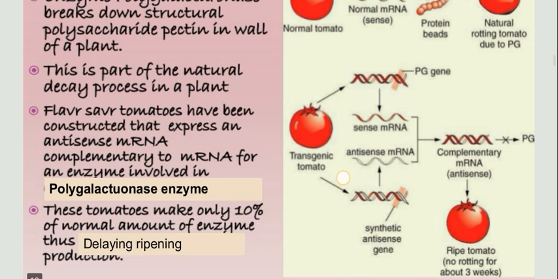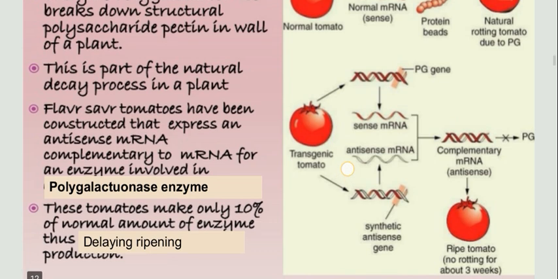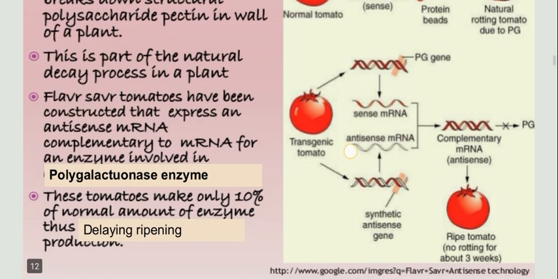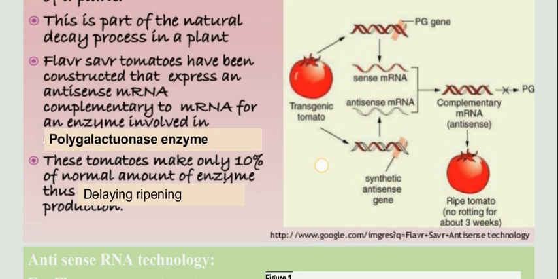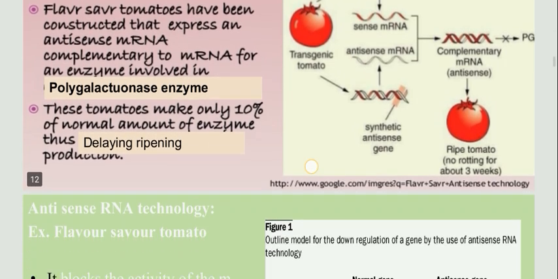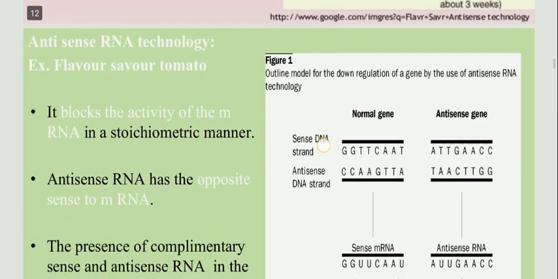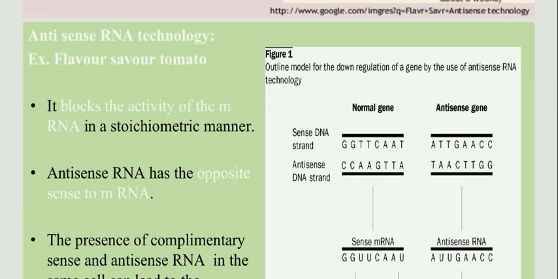Flavr Savr tomatoes have been constructed that express an antisense mRNA complementary to mRNA for an enzyme involved in softening, polygalacturonase. These tomatoes make only 10% of the normal amount of enzyme, thus delaying ripening. So in antisense RNA technology, the Flavr Savr tomato blocks the activity of mRNA in a stoichiometric manner. So antisense RNA has the opposite sense to mRNA.